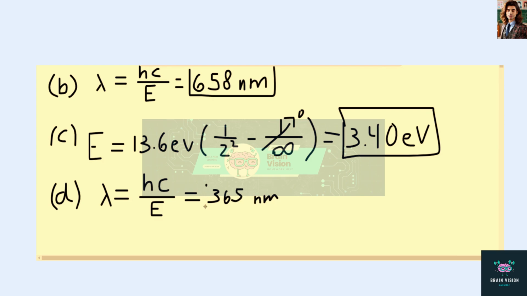Wavelength is often given in units of nanometers, so it's convenient to write it in units of nanometers for easy comparison.